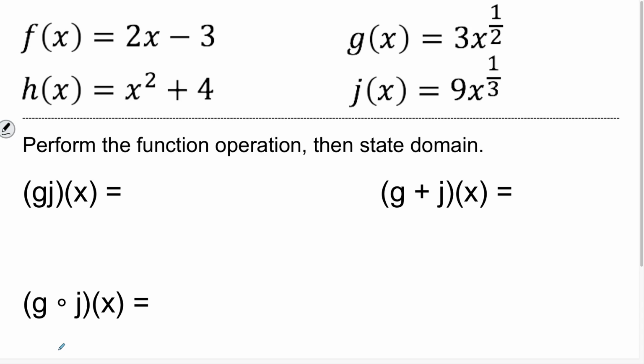G times j of x is what that says, right? So this is a multiply. I'm going to take g, which is 3x to the 1/2. I'm going to multiply it by j, which is 9x to the 1/3. If I'm multiplying 2 functions, check to see if anything can be simplified. Well, I could multiply 3 times 9, that's 27. Can I multiply x to the 1/2 times x to the 1/3?